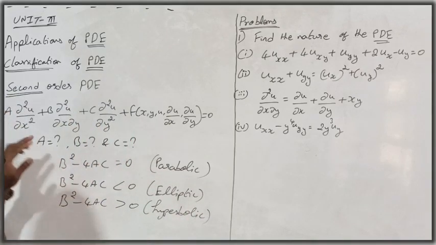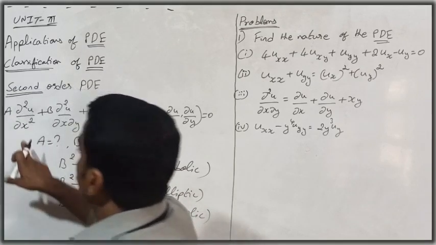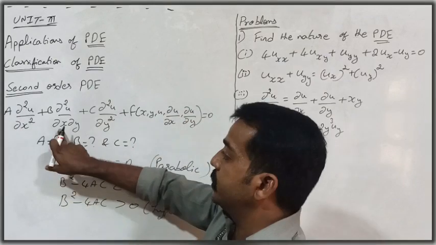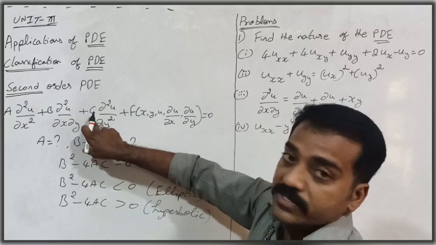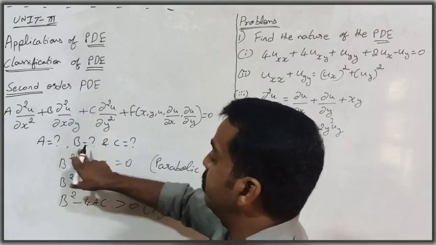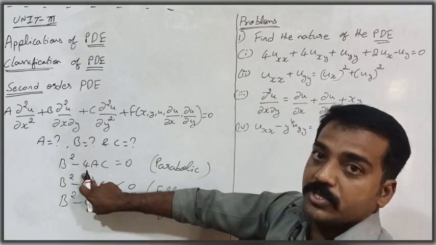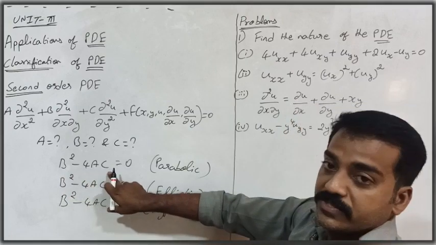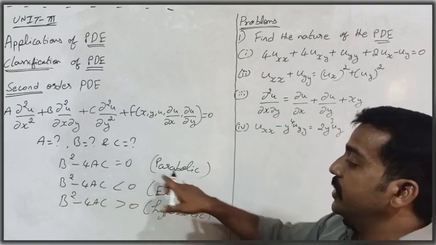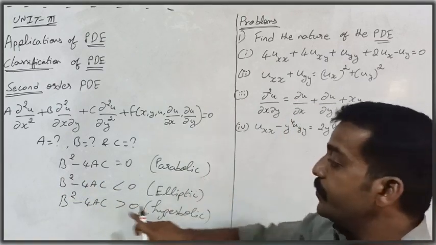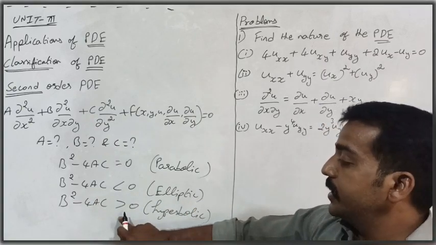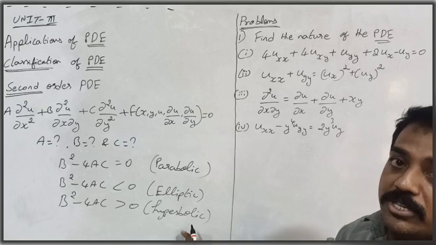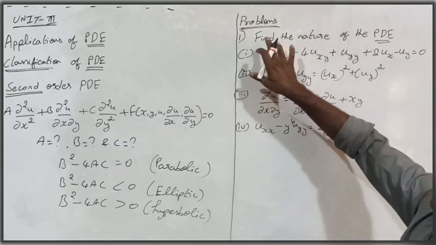Okay, once again I will repeat. The coefficient of dou square u by dou x square is the a value. The coefficient of dou square u by dou x dou y is the b value. The coefficient of dou square u by dou y square is the c value. After finding the values of a, b and c, you have to substitute in this equation, that is b square minus 4ac. If you get equal to 0, then it belongs to parabolic equation. If you get less than 0, then it belongs to elliptic equation. If you get greater than 0, then it belongs to hyperbolic equation. Now we will discuss some problems.